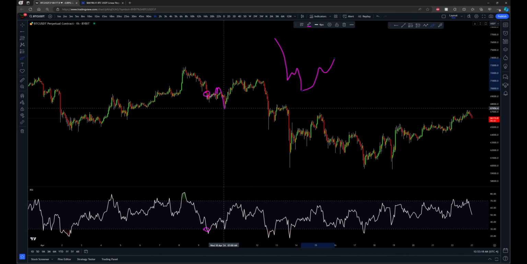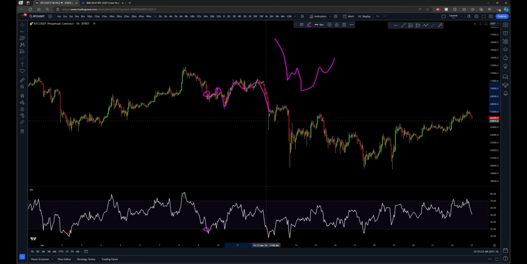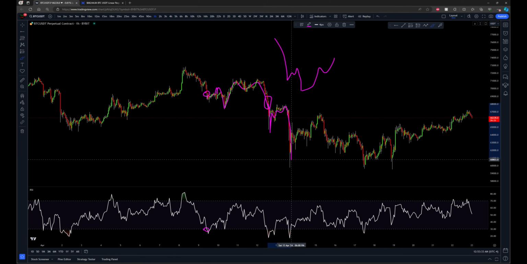We do get a follow-through move there, and then we get a bit of a pullback, but we continue down again. So what do we notice? We go into oversold here on this candle. We continue with another big push down. We get a small pullback, and then we continue even more.